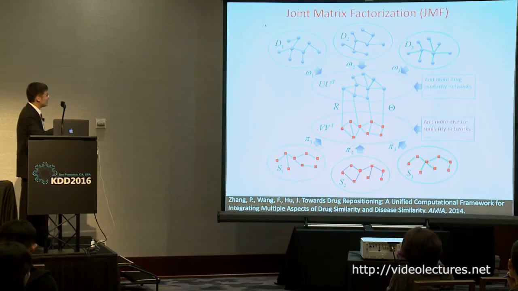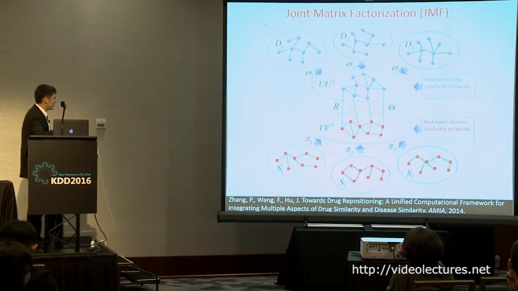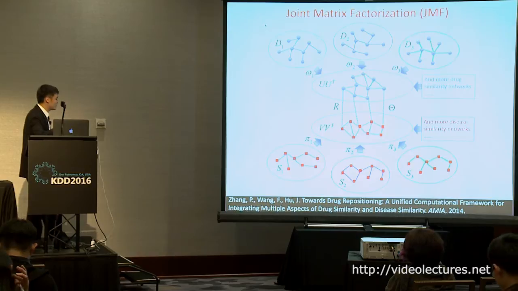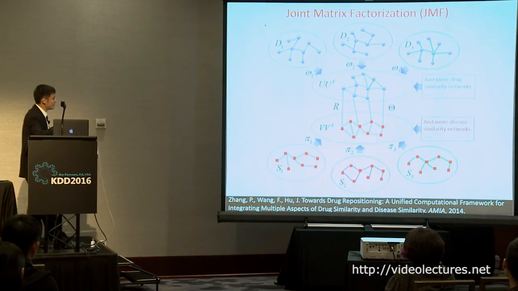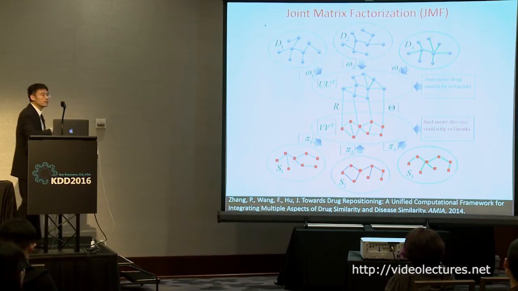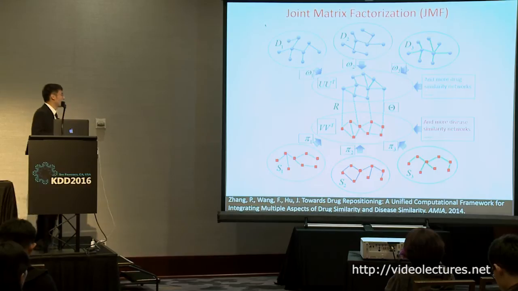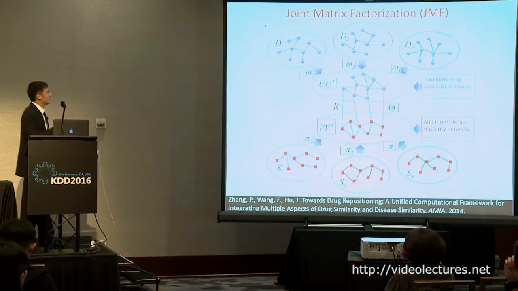Similarly, we have a lot of disease similarity networks, where each dot is a disease and each link between diseases is the disease similarity. S1 measures the disease similarity based on, for example, disease genes, the phenotype of the disease, the disease ontology, etc. And the problem is actually very hard.